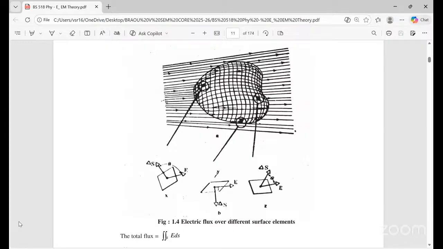This is already discussed. Electric flux. So you have to imagine that positive charge. Sir, why is it a positive charge? You can see the arrow marks outward. Outward means positive.